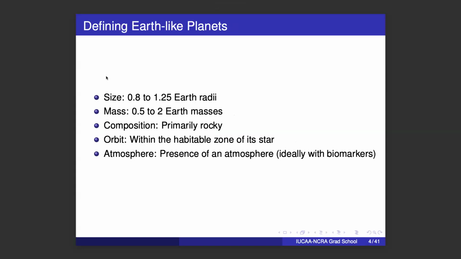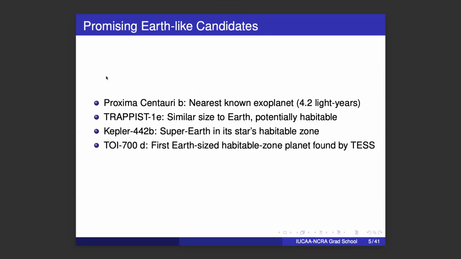So now what are these Earth-like planets? We saw super Earths and terrestrial planets and so on. Now there is a narrower definition of Earth-like planets, which is a narrow range of radii very close to the Earth radius, this range of masses, primarily rocky, within the habitable zone of the parent star. And it should have an atmosphere, preferably with some biomarkers. What are these biomarkers? We'll look at that in a moment.